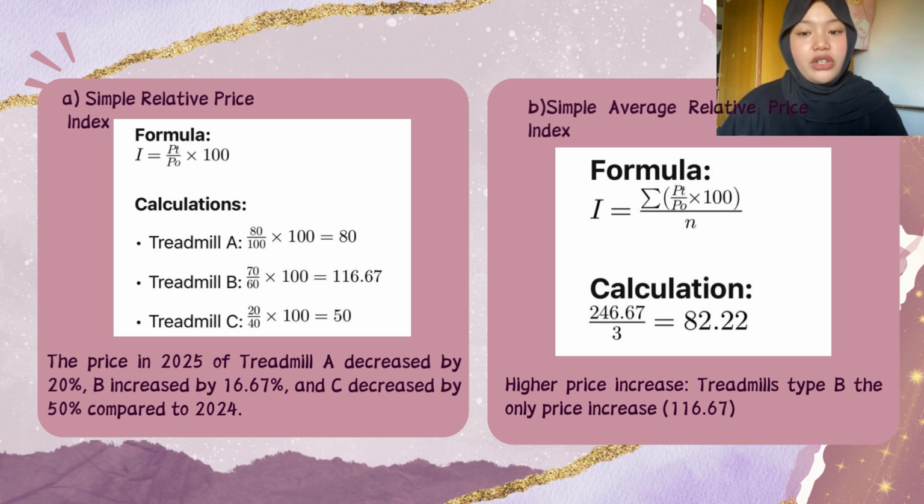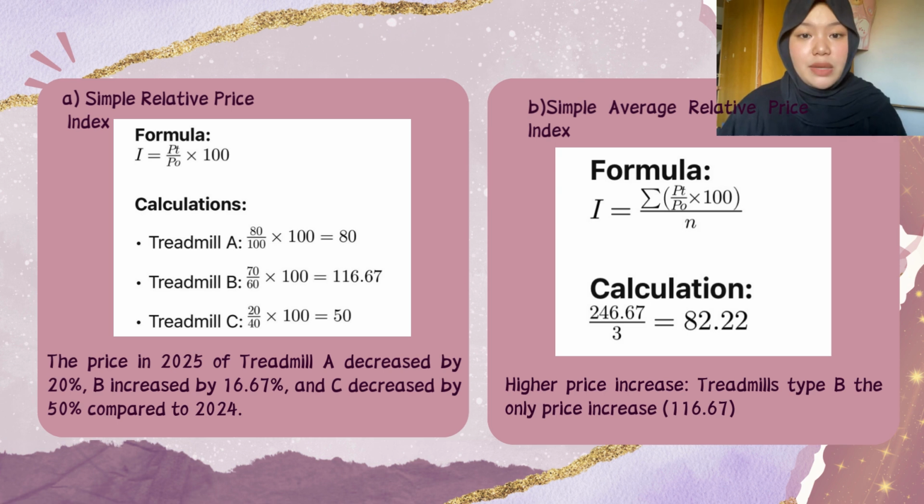Let's calculate. For treadmill A, I is equal to 80 divided by 100, then times with 100 equals to 80. For treadmill B, I is equal to 70 divided by 60, then times with 100 equals to 116.67. For treadmill C, I equals to 20 divided by 40, then times with 100 equals to 50. For the comment, the price in 2025 of treadmill A decreased by 20%, treadmill B increased by 16.67%, and treadmill C decreased by 50% compared to 2024.